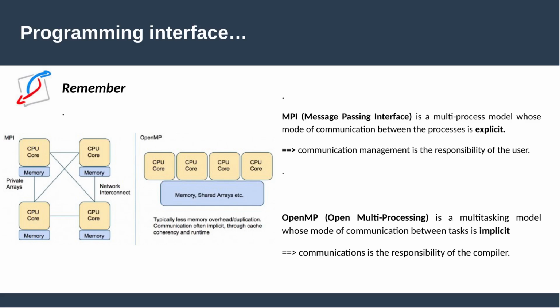MPI is a multi-process model where users manage explicit communication between processes. In contrast, OpenMP is a multitasking model with implicit communication managed by the compiler. Understanding these differences is crucial for selecting the appropriate parallel programming interface for your computational needs.